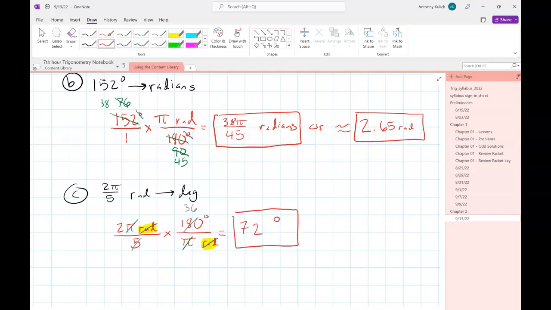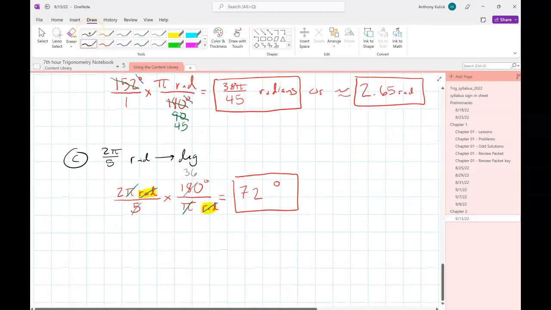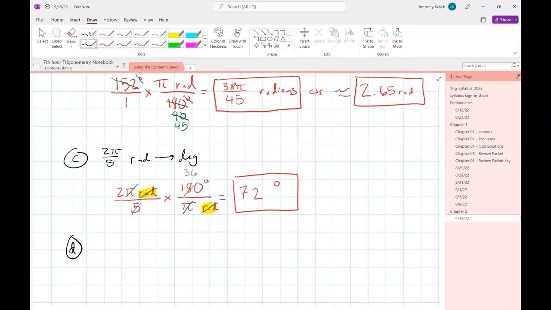Notice that I only got an exact answer here. There's no approximate possible, since the exact answer was already reduced as far as it could go. There's no decimal approximation for that. Everybody's okay? We'll do one more. So what if I have 1.6 radians and I want to convert that to degrees?